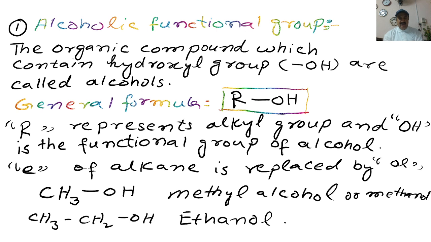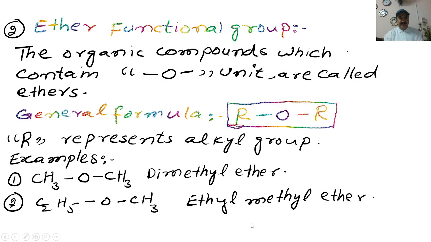We are using two systems. One is the common system, the other one is the IUPAC system. So it contains one carbon, so it is methane. If there is one carbon in alkane, it is called methane. So the last E is replaced by OL, so it is methanol. Here it contains two carbon atoms, so in alkane it is ethane. So for ethane, the last E is replaced by OL.